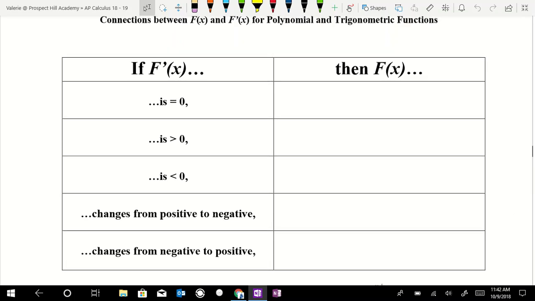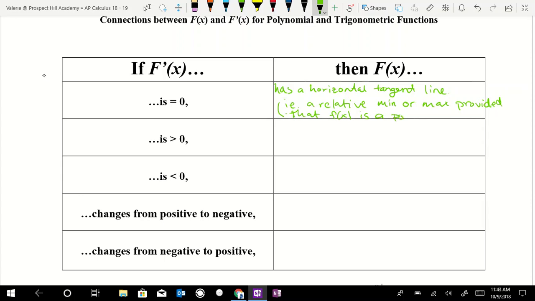So this table above we've already kind of talked about, but we're going to reiterate. If f prime of x is equal to 0, then f of x has a horizontal tangent line, i.e. a relative min or max, provided that f of x is a polynomial function.